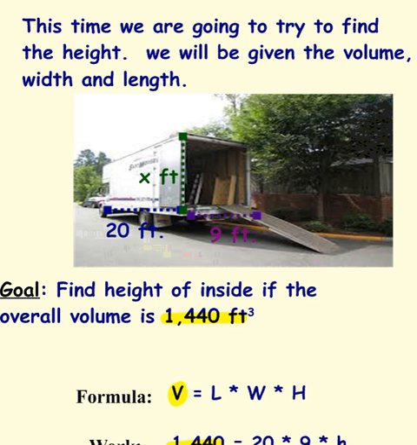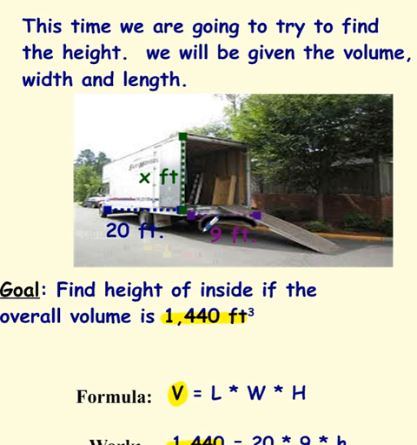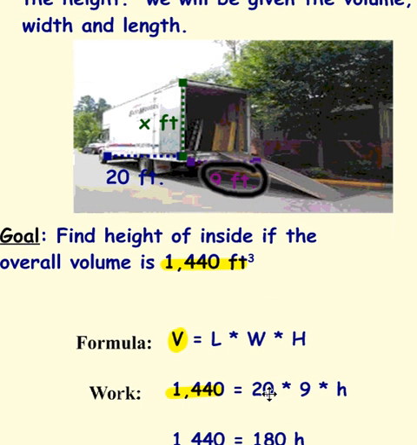You are given 9 feet for the width, so I put the 9 below the W and 20 before length. This becomes into a one-step equation eventually, once we simplify it. You're going to multiply the 20 times 9 and get 180. Try to go a step ahead of me and try to figure out the height.